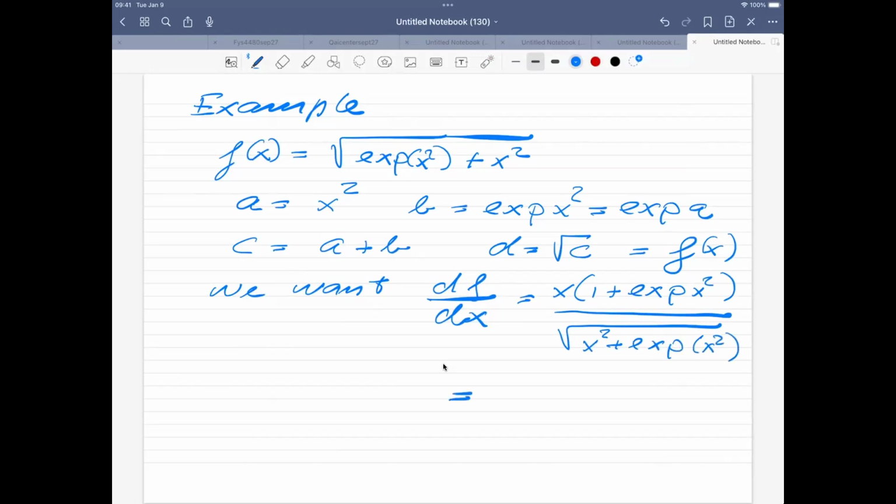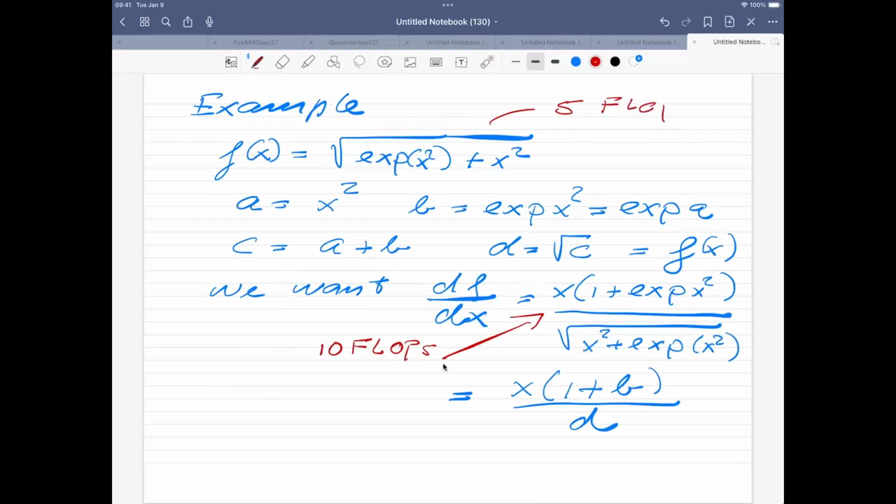But you see that you can rewrite this one if you take these different variables as x of 1 plus b divided by d. So if I use Mathematica or symbolic Python, they will give you code which looks like the analytical expression you get when you take the derivatives. So if I'm calculating this without thinking, and I leave that as a small exercise, this is going to give you 10 floating point operations, which you call flops. And the calculation of this one is going to give us 5 floating point operations.